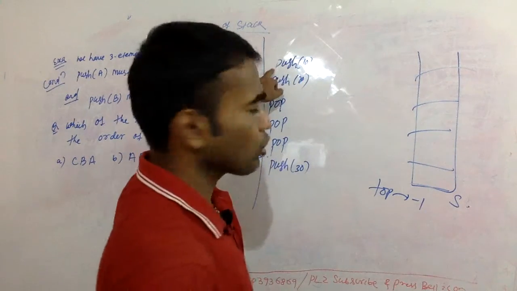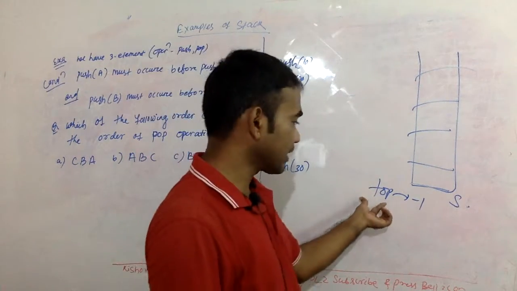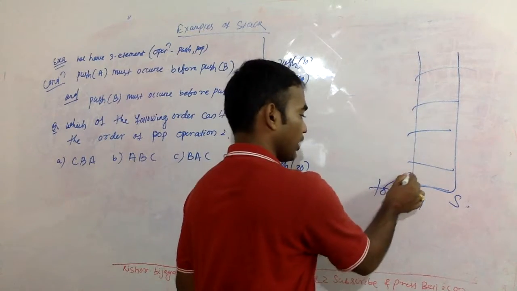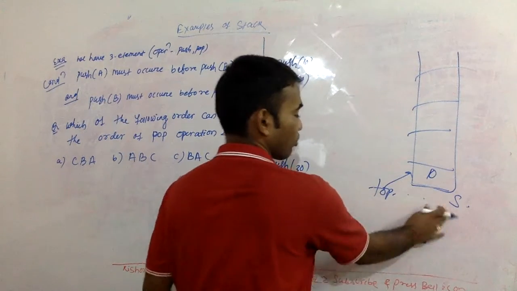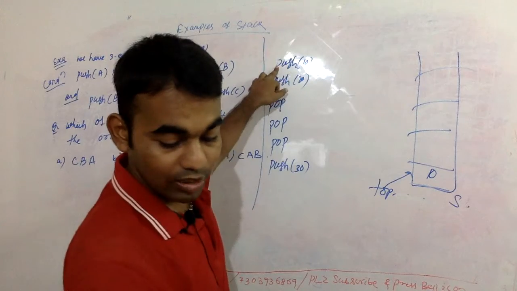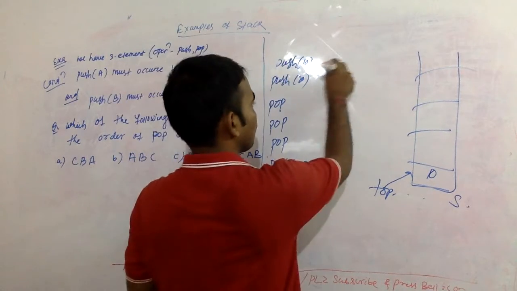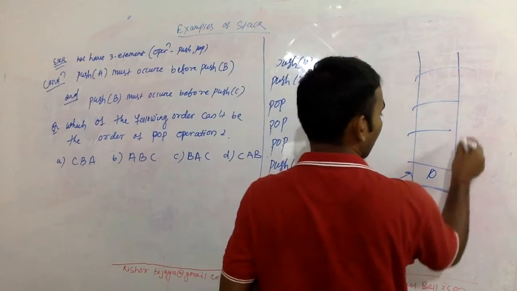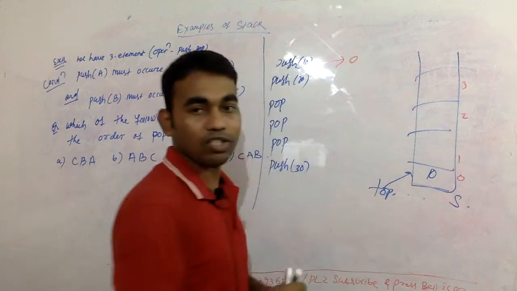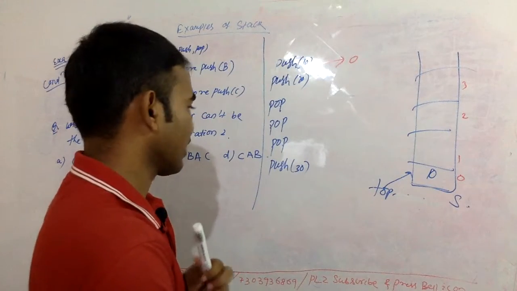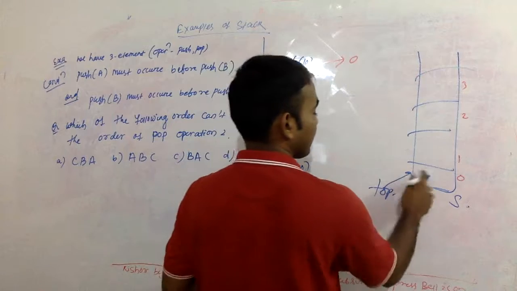Okay. So if I do the push, what will I do? I will increment this top, and top will now point here, and I will insert 10. At this particular time, top is pointing to 0, right? So this is 0, 1, 2, 3, the indices of this particular stack. So I have inserted 10 here, right?